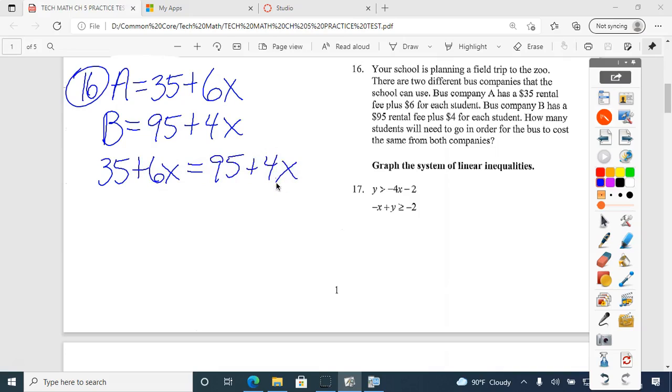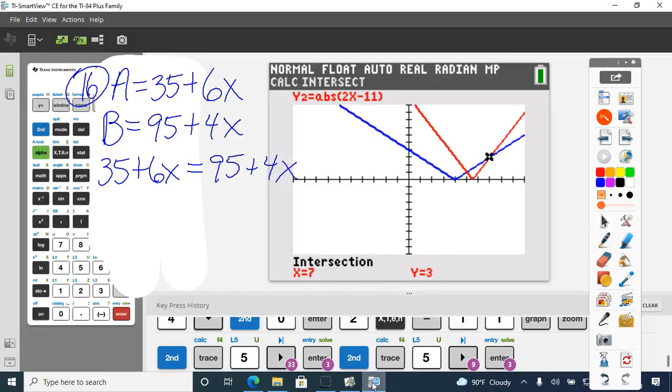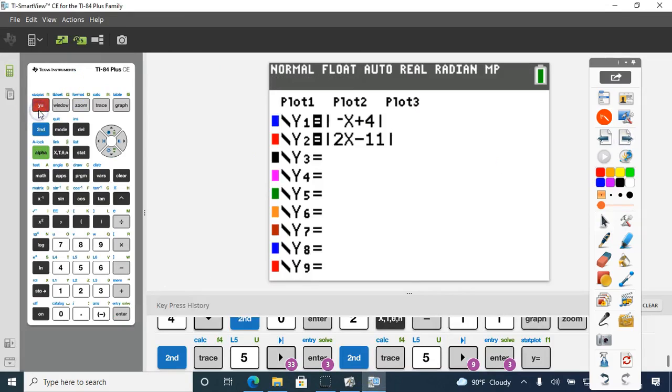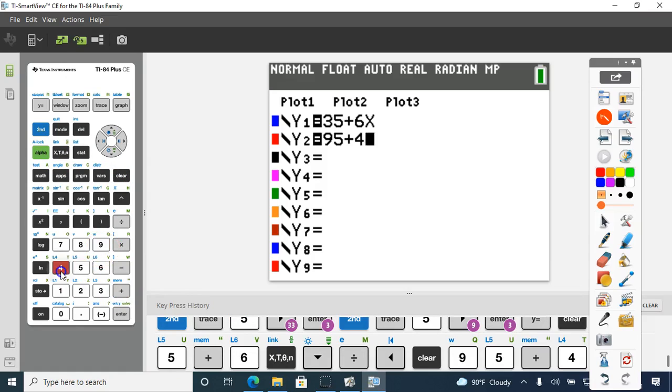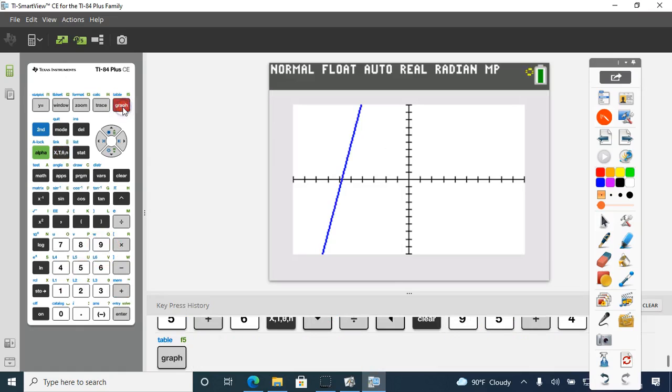You can work it out if you want to, or you can put it where? In your calculator, just like we just did on those 3 right before. So we might have to zoom out on this. So y equals 35 plus 6x. And the bottom one was 95 plus 4x. And we're going to graph.